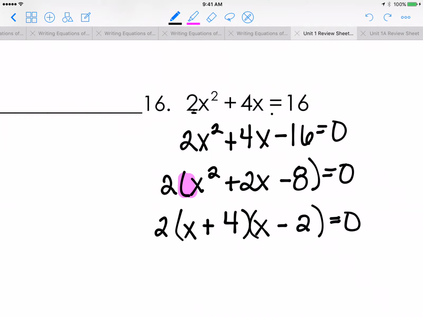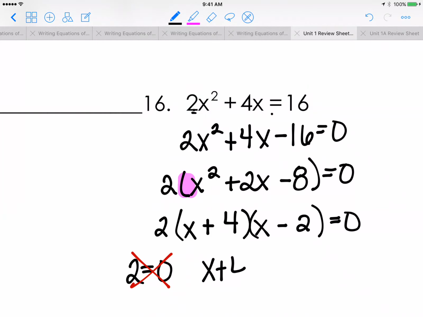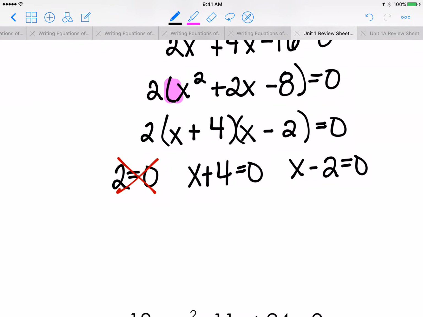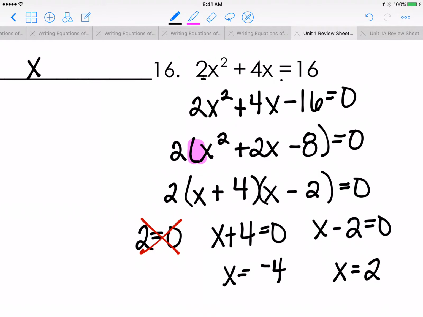Okay, so what happens for this 2 right here? Can this 2 equal 0? Nope, so we just throw it out. It cannot equal 0. So now we set these equal to 0 and solve for x. So we subtract over that 4, add over that 2, and our answers are x is equal to negative 4 and 2.